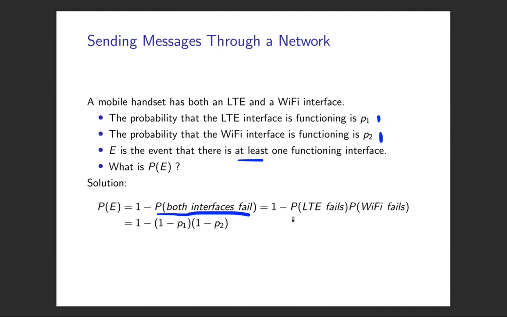The probability both interfaces fail is the probability that LTE fails times the probability Wi-Fi fails, because these are independent by assumption. So we just multiply probabilities, it's nice and easy. So 1 minus P1 is the probability LTE fails, because P1 is the probability that it's functioning. 1 minus P2 is the probability the Wi-Fi interface fails. And then we take 1 minus that. So there's lots of 1 minuses here, but it's still very straightforward.